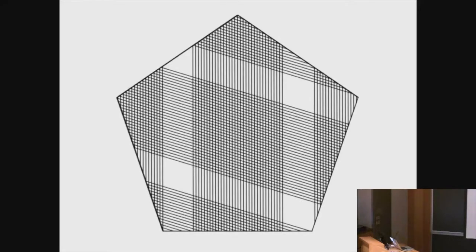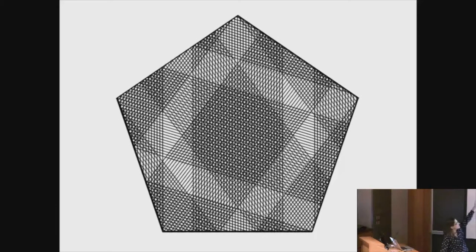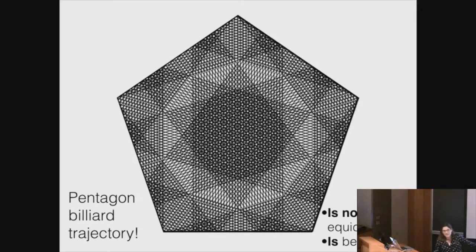You see how I put that on top? And then there, and then there, and here's the last one. You see it? There it is, and so that's the mechanism for making these things. And so that's how these strips that Noah observed come in, because they're from the cylinders in the double pentagon. So it's not equidistributed, but it is very beautiful.